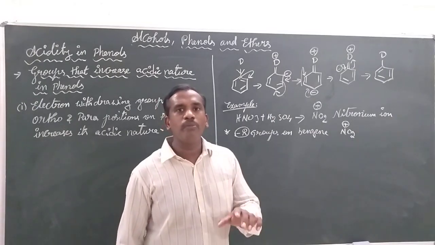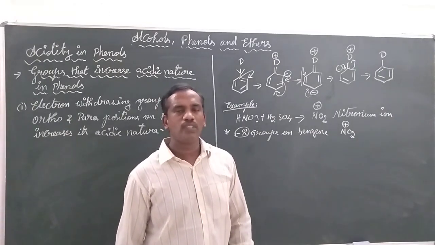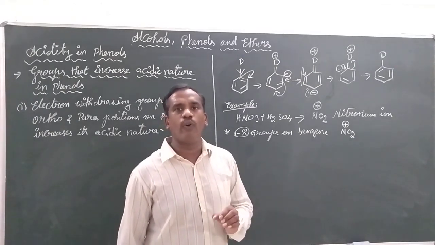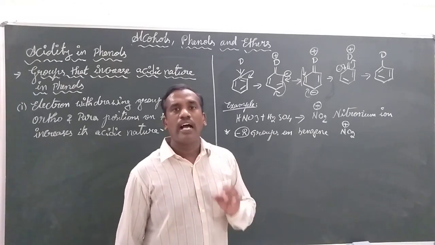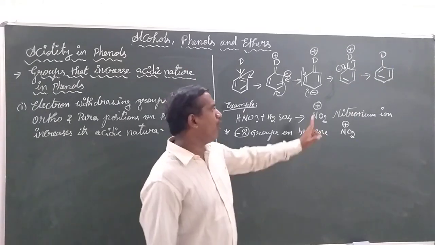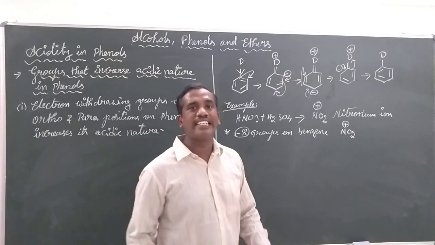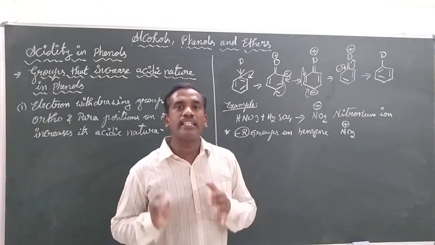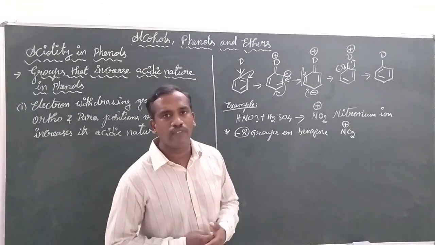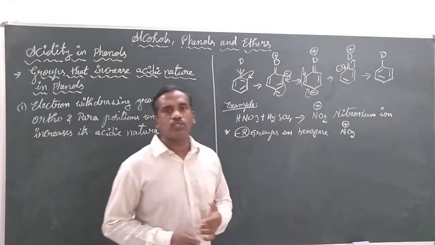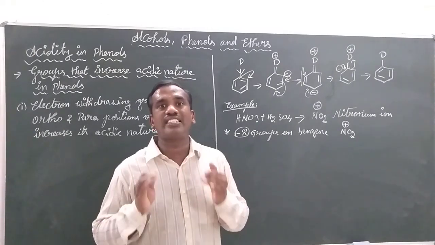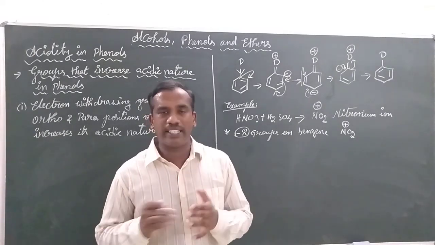Do you remember nitration of benzene? It can be achieved by mixing HNO3 with H2SO4, the nitration mixture, which generates the nitronium ion. The nitronium ion NO2 plus is the strongest minus R group. Which group? Minus R group. Once you recall the first year topic, minus R groups present on benzene create a negative resonating effect. The NO2 is the best one.